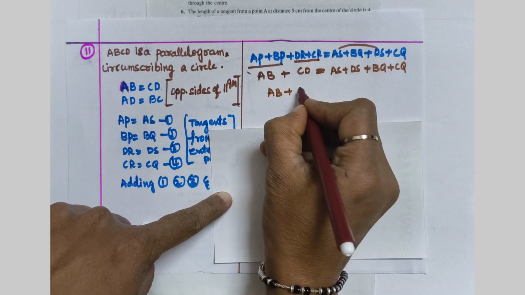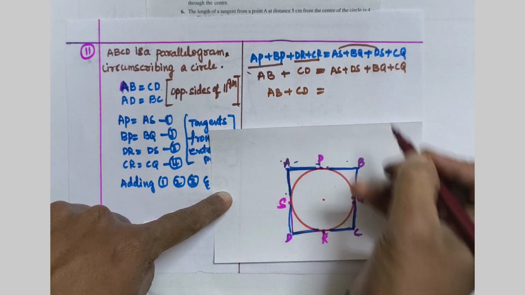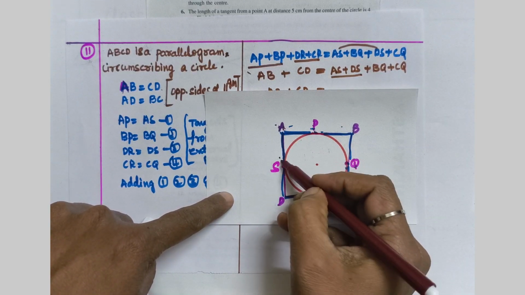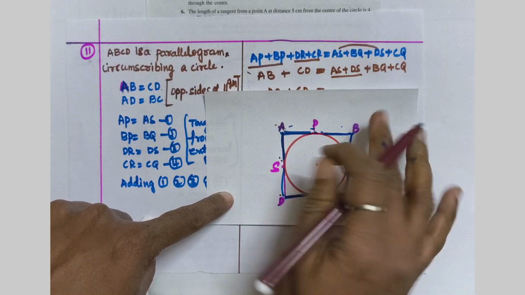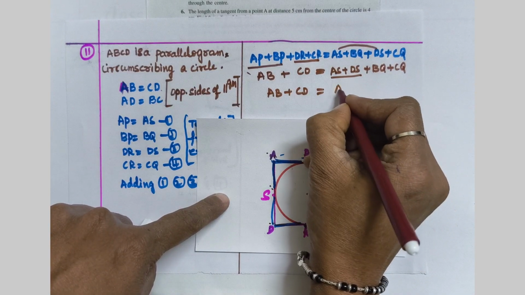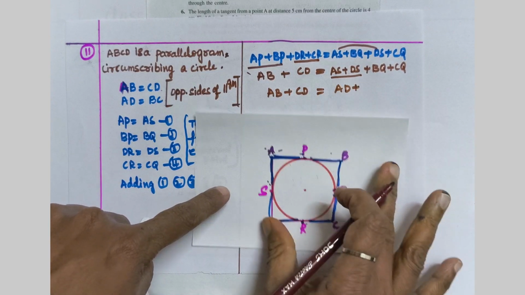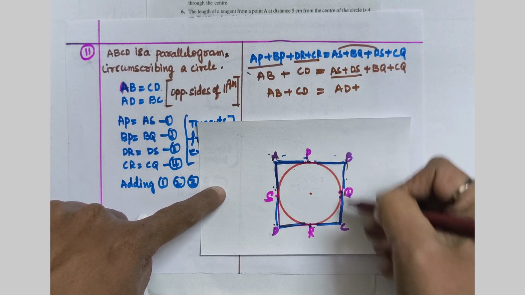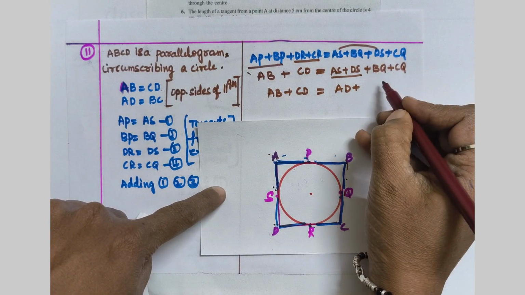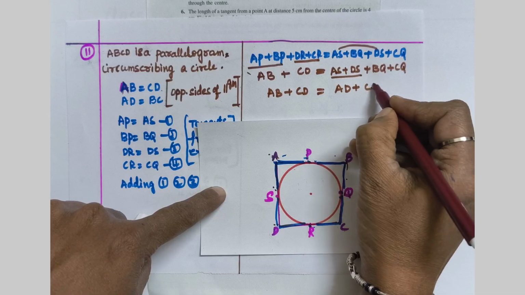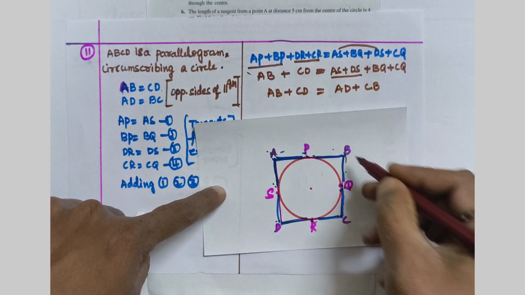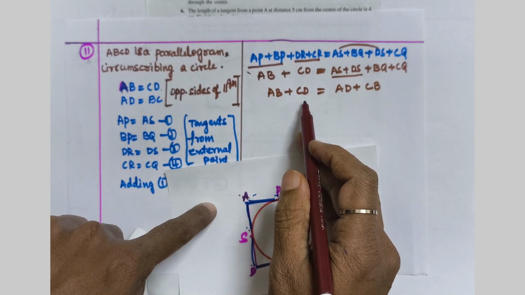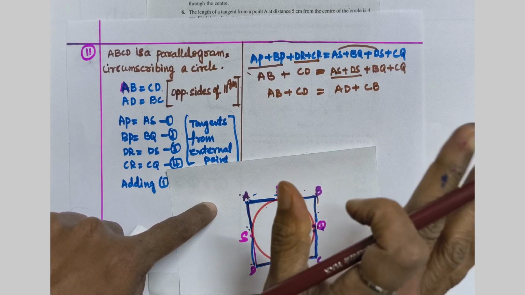AB plus CD is equal to, see here, AS, DS. These both added, what will you get? Here you will get AD plus BQ, CQ. BQ, CQ added, what will you get? You will get CB. See this side, CB. Okay, now AB plus CD is equal to AD plus BC, you got.